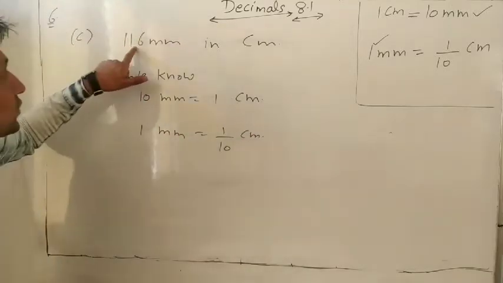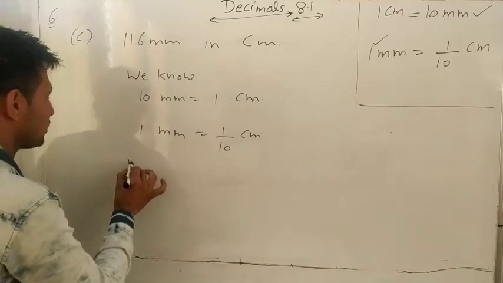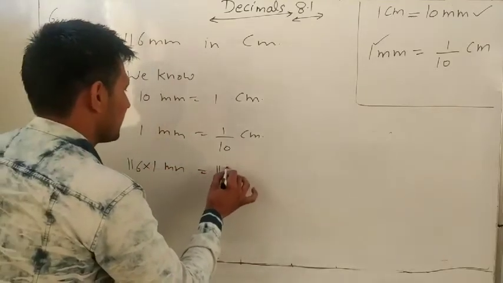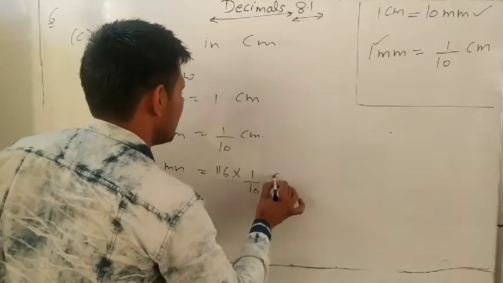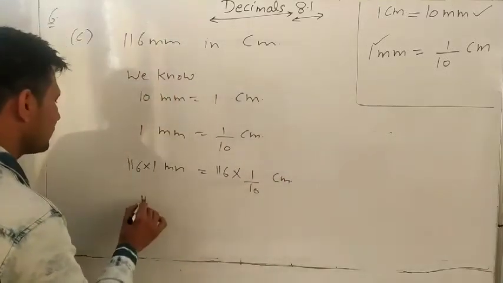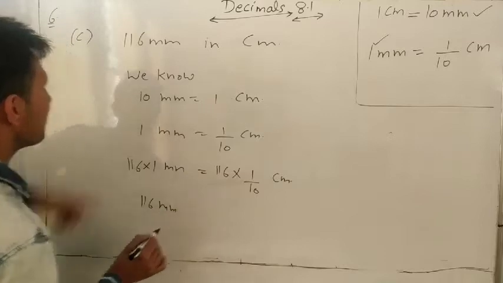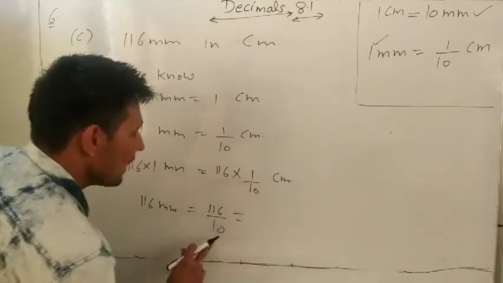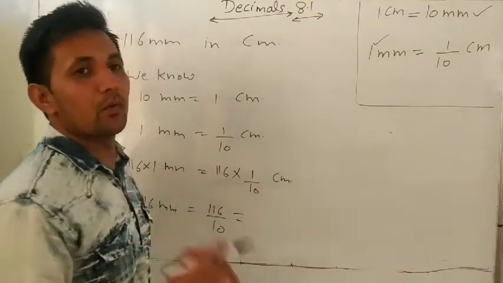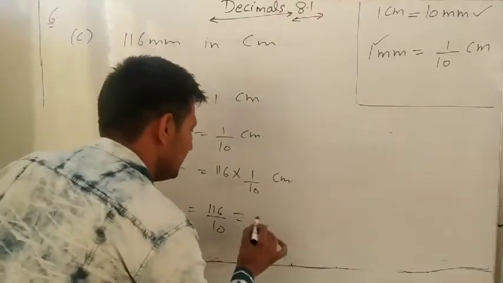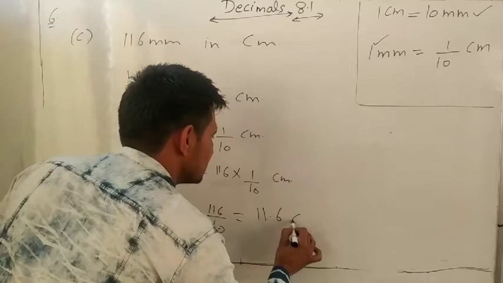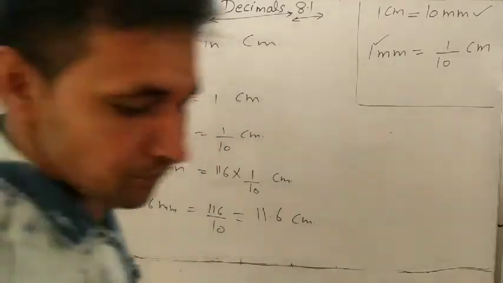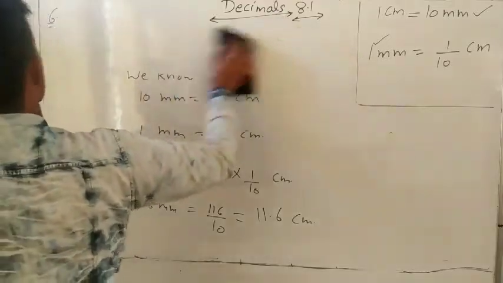So we want to change 116. So multiply both sides by 116. 116 into 1 by 10 centimeter. So it is 116 mm, and we want to find 116 divided by 10. How many zeros are in the denominator? 1. So it means after the decimal only 1 digit. So 11.6 centimeter. So like this one you can write. Understand? Do the rest of the parts yourself.